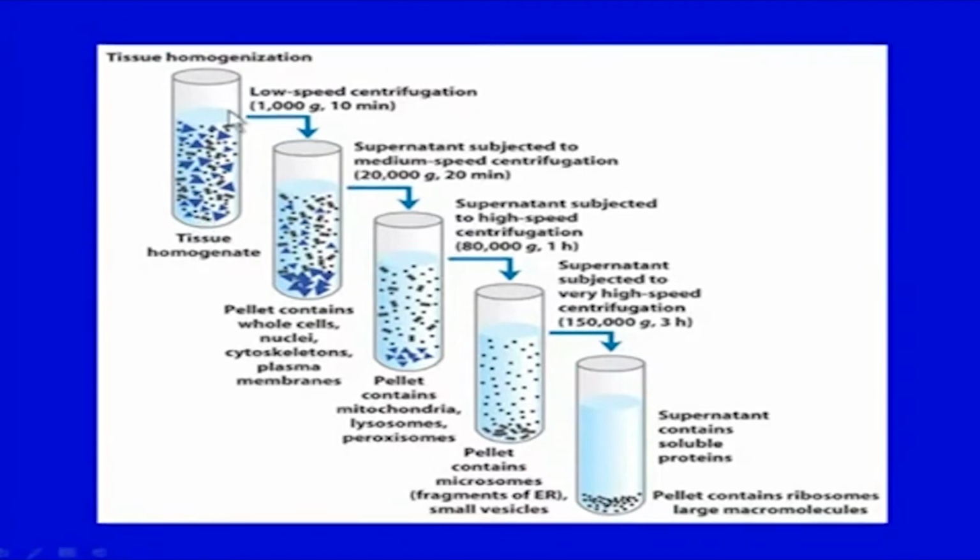Now, what you do, first, you start with very low speed or G force and you centrifuge for a particular time, say 10 minutes. What will happen once you centrifuge this for 10 minutes? The largest ones, these triangles, settle down here. So, the pellet contains whole cells, nuclei, cytoskeletons, plasma membrane and other things, which pellet in here.